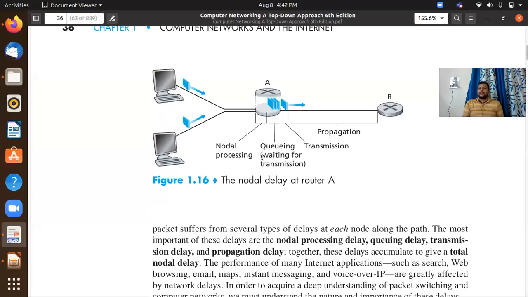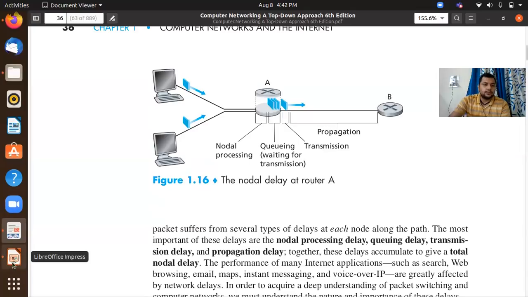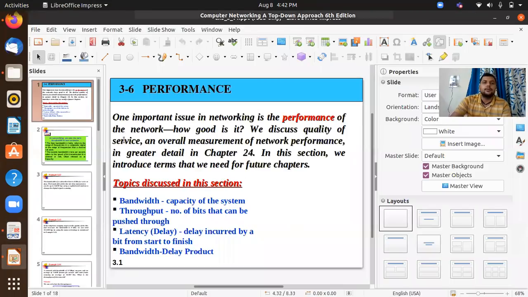Now we will understand all these things through a numerical example. For that purpose, I'm using Stallings' example. William Stallings, there's a book. I'm using their example.